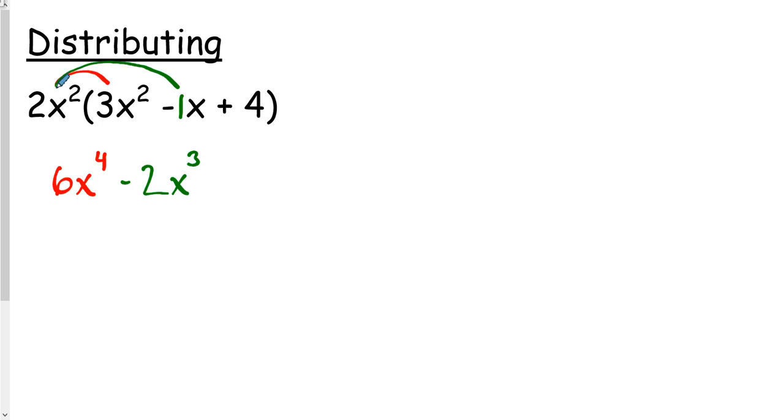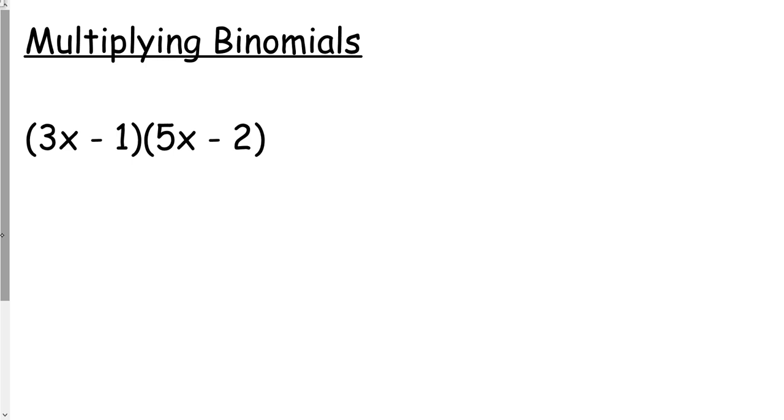Rounding out my distribution, I'm going to take my 2x squared and I'm going to multiply it by 4. Well, 2 times 4 gives me a positive 8, and then there's only an x squared term there, okay? So the product of 2x squared and 3x squared minus 1x plus 4 is going to be 6x to the 4th minus 2x cubed plus 8x squared, okay? And that, again, is using the distributive property, okay?